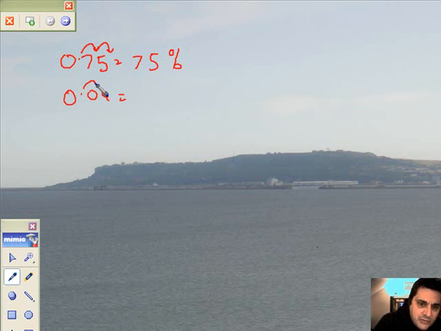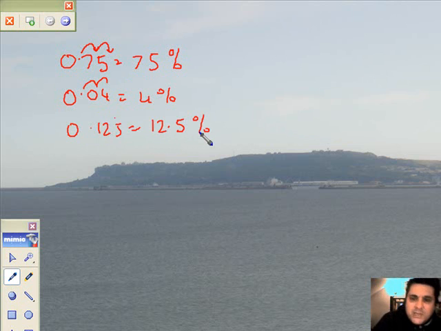0.04. Multiply by 100, move twice, 4%. Grab another one, 0.125, over twice, puts us there, 12.5%. Please note percentages don't have to be a whole number, alright? The current VAT is 17.5%, as you know. Right, how about this one? 0.026, over twice, put it there, 2.6%. That's all there is to it, dead easy.